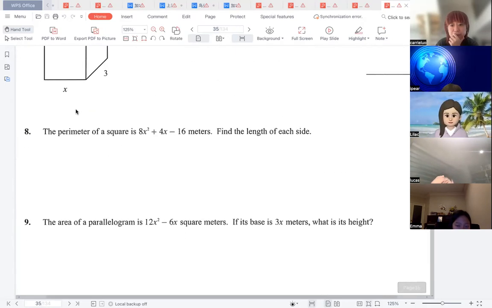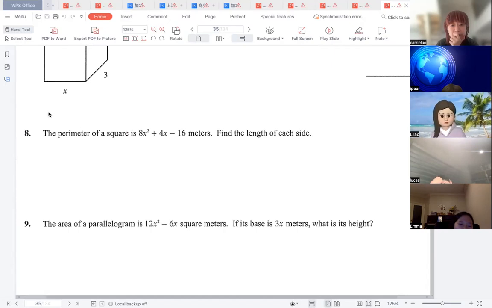And now let's take a look at number 8 and number 9, okay? So let's take a look at this one. Actually, calculation is never a problem for all of us, but understanding the word problem, how to calculate it, is another hard one. So the perimeter of a square is 8x squared plus 4x minus 16 meters. Find the length of each side. The area of the parallelogram is 12x squared minus 6x squared meters. If the base is 3x meters, what is its height? Okay.